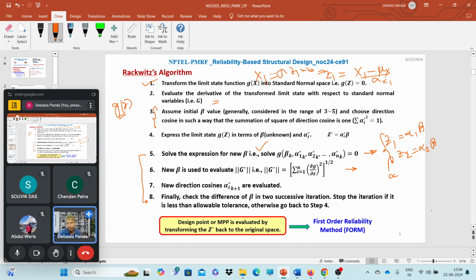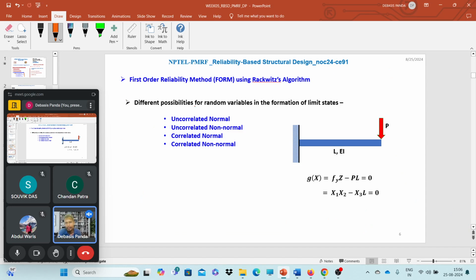Okay, so that was the standard procedure, and this was for normal random variables and the uncorrelated case. That means no correlation was there in the limit state function between the random variables, and all the random variables were considered as normal random variables. Right, now we have seen that our limit state can have four possible kinds of combinations of random variables.